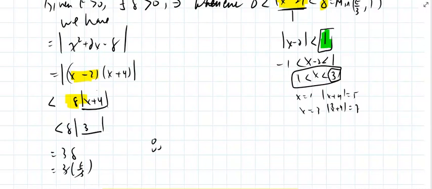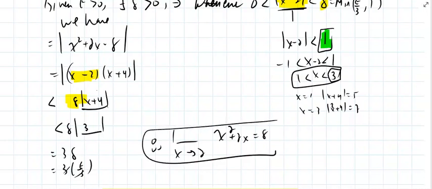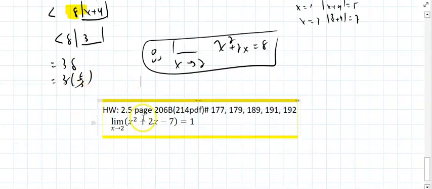And then you'll say, therefore, the limit as x approaches 2 of x squared plus 2x equals 8. And that's pretty much it for this section. There's our homework. I added a problem.